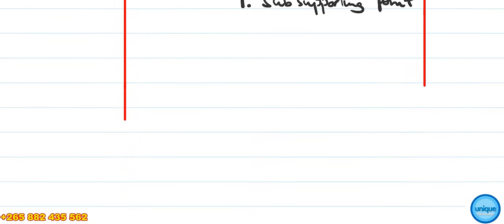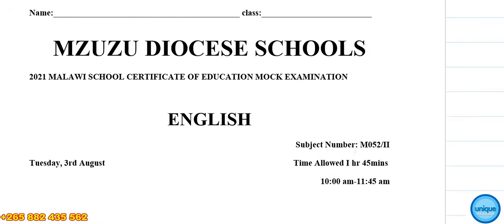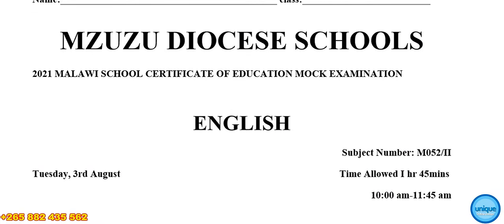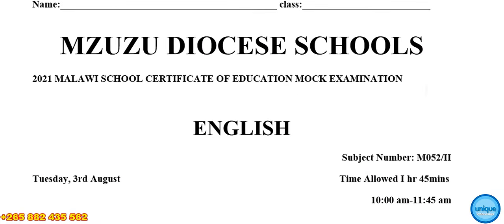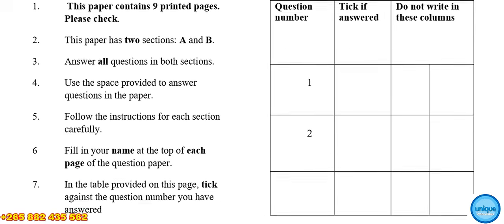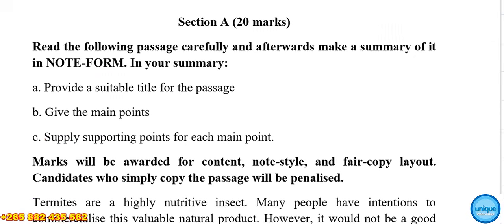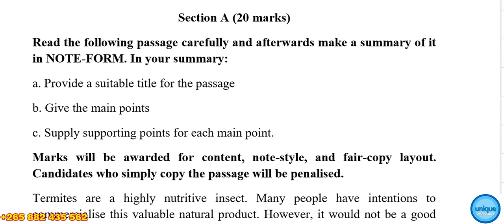So here is an example paper from Nzuzu Diocese Schools, yeah, 2021. I'm going straight to note making. It was question number 1, 20 marks. It says read the following passage carefully and afterwards make a summary. You should make a summary of it. The summary should be in note form. You see, summary in note form.